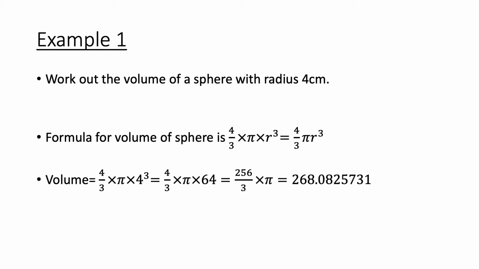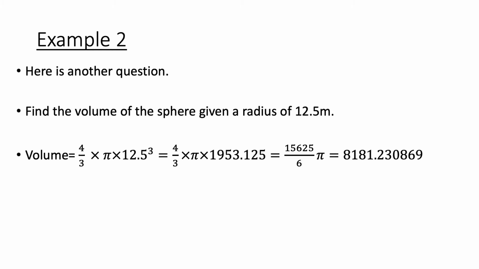So the radius here is 4. So it's 4/3 times pi times 4 cubed. 4 cubed is 64. 4/3 times pi times 64 gives me 256 over 3 times pi, which is equal to 268.082571 centimeters cubed. Remember, the volume, guys, is always units cubed. So learn this formula, guys.